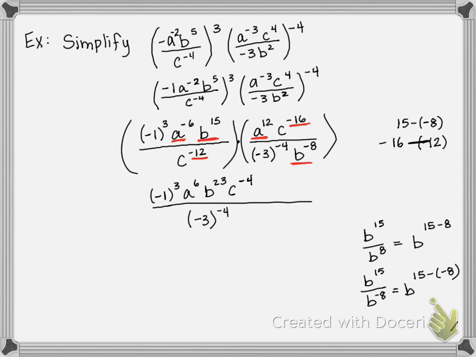And now we will deal with those negative exponents. So negative 1 to the 3rd, does it have a negative exponent or a positive exponent? Positive, so it stays on the top. A to the 6th has a positive exponent. B to the 23rd has a positive exponent. C to the negative 4th has a negative exponent, so it comes down to the bottom with a positive exponent. And then I have negative 3 to the negative 4th, which has a negative exponent, so it is negative 3 to the positive 4th on the top.